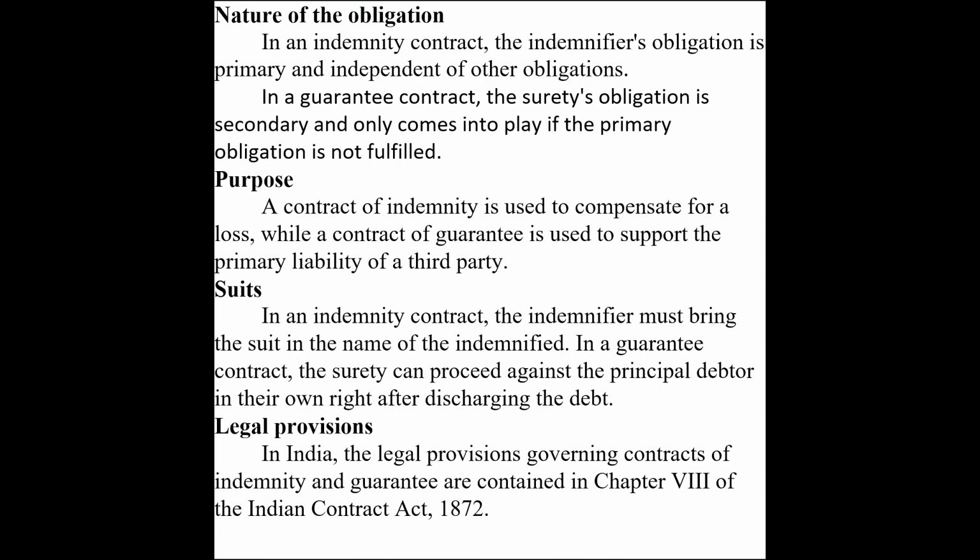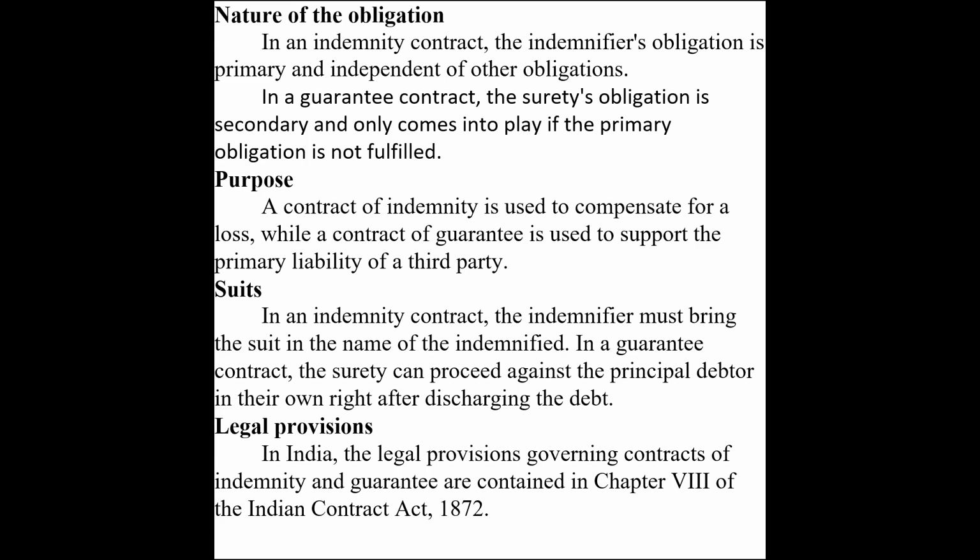The next one, nature of obligations. What sort of obligations may occur in a contract of indemnity and in a guarantee? In indemnity, the indemnifier's obligation is considered a primary one, and is independent of various other obligations. Likewise, in guarantee, the surety's obligation is considered secondary and only comes into play if the primary obligation is not fulfilled. The primary is the base, and only after that, the secondary obligation of the surety is taken into consideration.